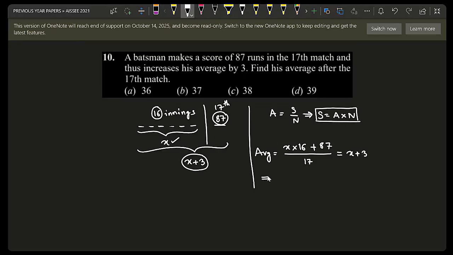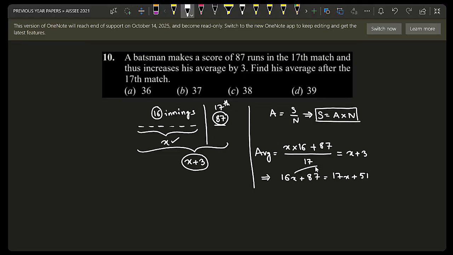So transpose 17 to the other side. x into 16, we can write 16x plus 87. I am transposing 17 to the right side. 17 is dividing, so if you transpose, it will multiply. 17 into x is 17x and 17 into 3 is 51.